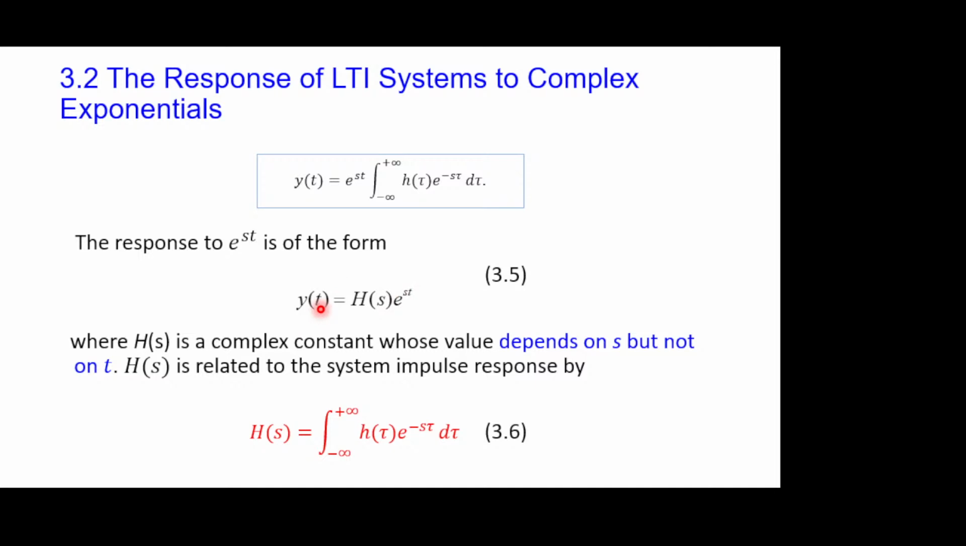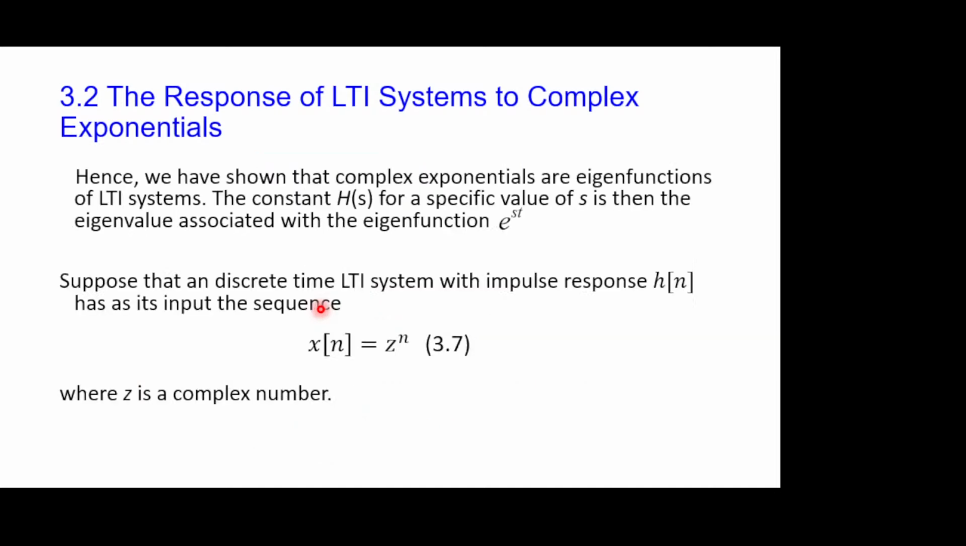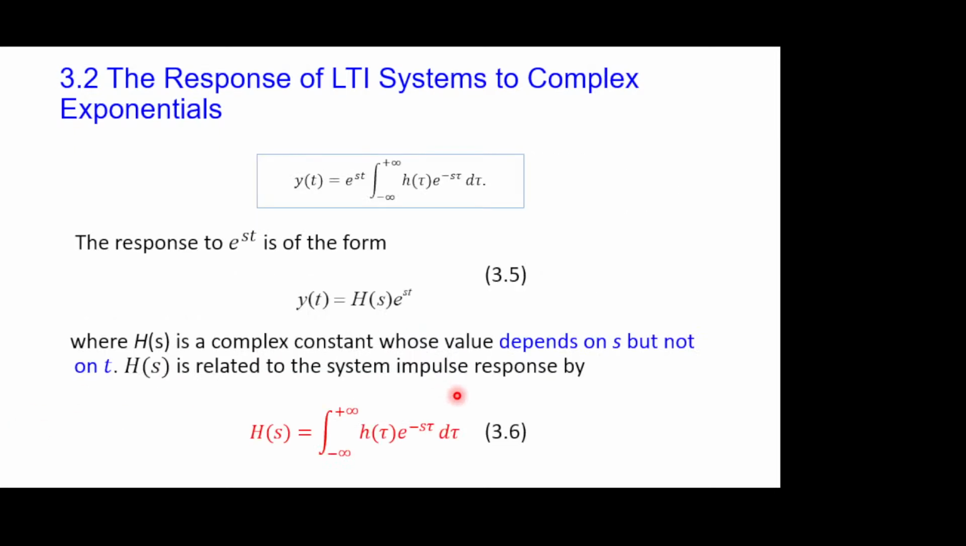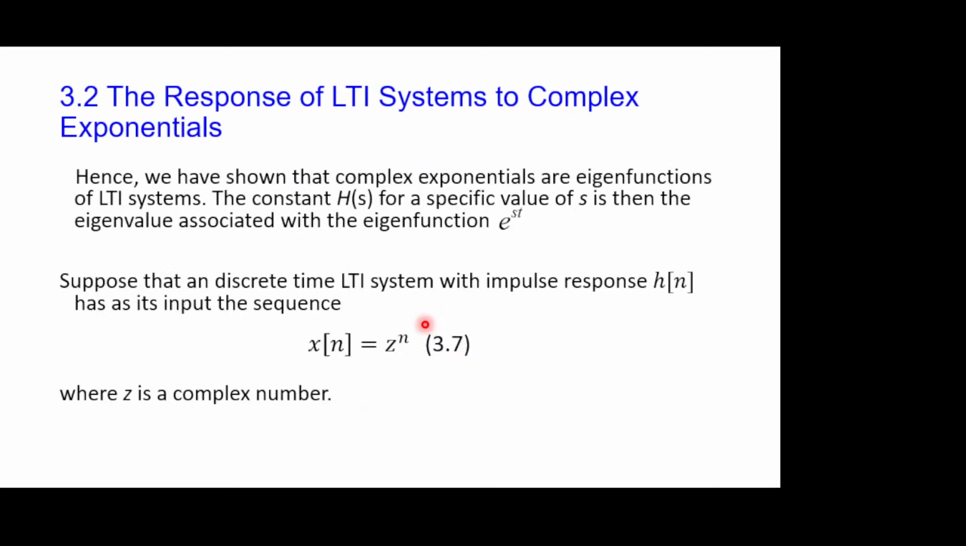Okay, any question about the derivation? If not, then we see that H of s is the eigenvalue associated with the eigenfunction e to the st. And then we do another derivation for discrete time. That was for continuous time, and for discrete time, the eigenfunctions are z to the n. So z to the n is basically e to the st, but sampled on integer values.